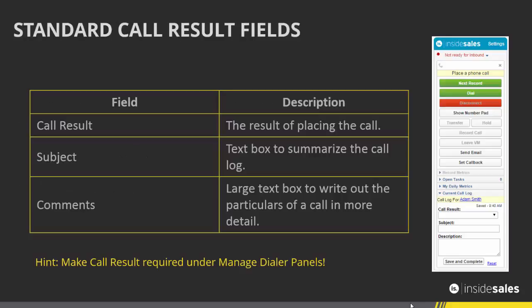The standard call result fields look like this. You have the call result, which is a drop-down field, and there's the subject, which is a text box where the rep can summarize the call, just a one-sentence description. There's also a comments description section where they can write in more detail if needed.